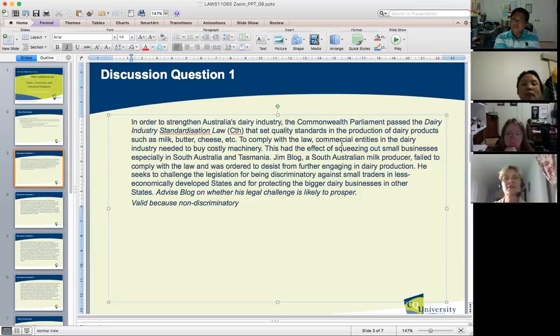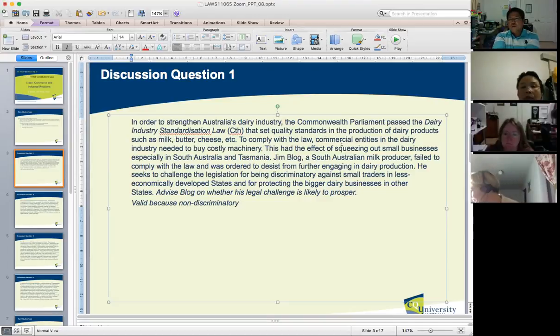I don't think it's discriminatory. Discriminatory would be if it was against one person, to me, or against a particular sector of society. Whilst the effect may be, from his perspective, discriminatory, the overall effect of it is not discriminatory. It's asking them to comply with a certain law so that the dairy industry can have a particular standard set.